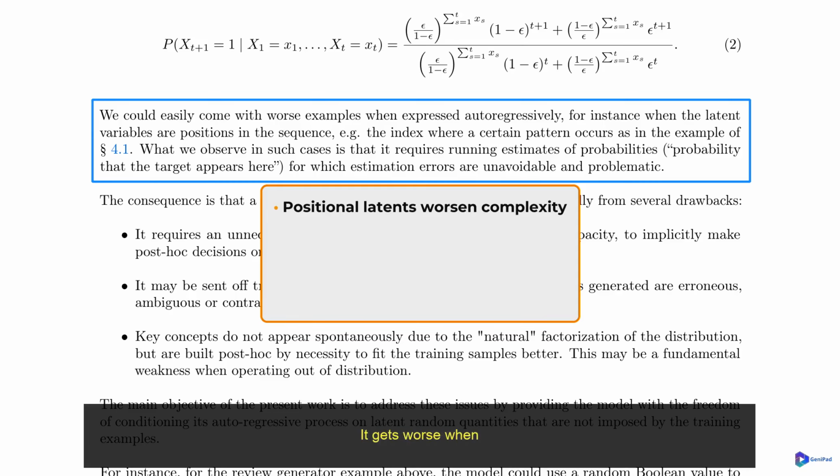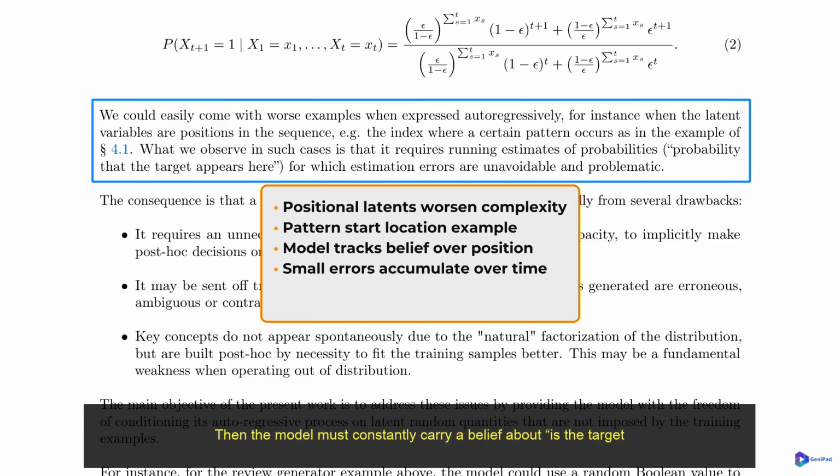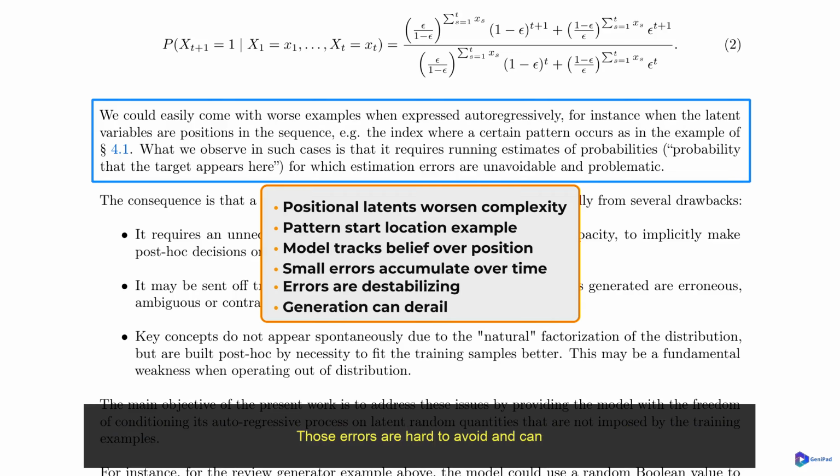It gets worse when the latent is a position, like where a pattern starts in a sequence. Then the model must constantly carry a belief about, is the target here yet? And small estimation errors accumulate. Those errors are hard to avoid and can derail generation.